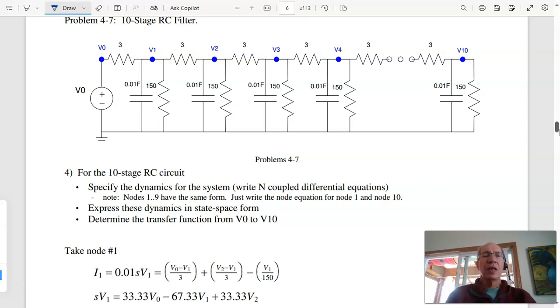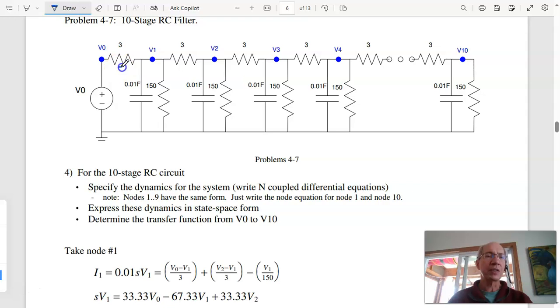Problem 4 then. Let's look at a 10-stage RC filter. This also satisfies the heat equation. Find the dynamics for a 10-stage RC filter. Now this looks daunting, however, due to symmetry, if I find the dynamics at node 1, I pretty much find it everywhere except node 10, the oddball.